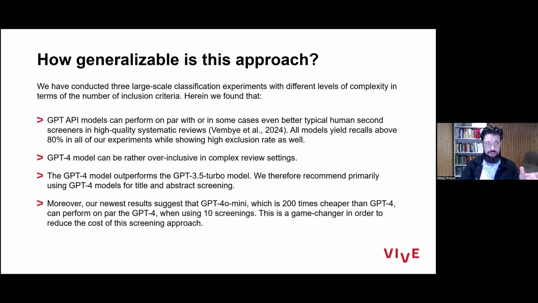In the paper we recommend always going with GPT-4. It's much better than GPT 3.5, but our newest results suggest that GPT-4o mini is extremely good. Always try it out. It's 200 times cheaper than GPT-4, and it performs on par with GPT-4. And that's some new research I will add to the paper at some point.